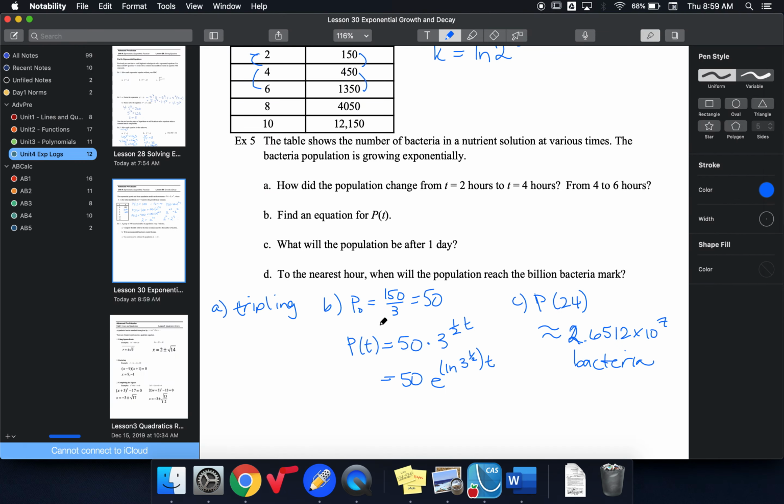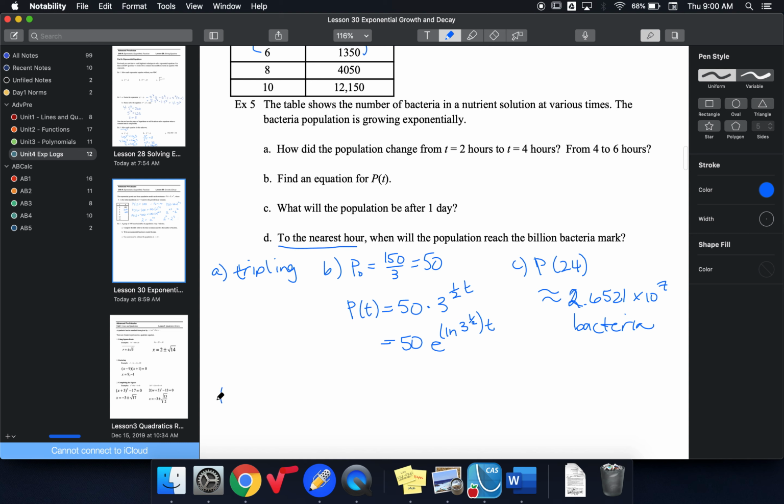And now I want to know, I think I did, this should be a 2-1. Okay. What will the population be after 1 day? To the nearest hour, when will the population reach the billion bacteria mark? So D, I want P of t to be greater than or equal to 1 billion. 1 billion is 1 times 10 to the 9th.